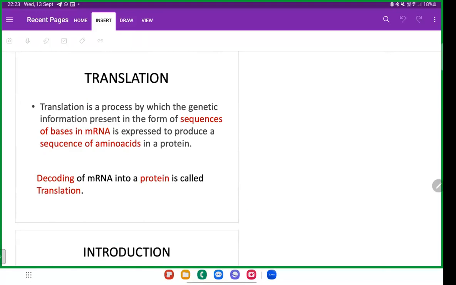This PDF I'll just send you. Translation is a process by which the genetic information present in the form of a sequence of bases in your mRNA is expressed to produce a sequence of amino acids in your protein. And this decoding of your mRNA into a protein is called translation.